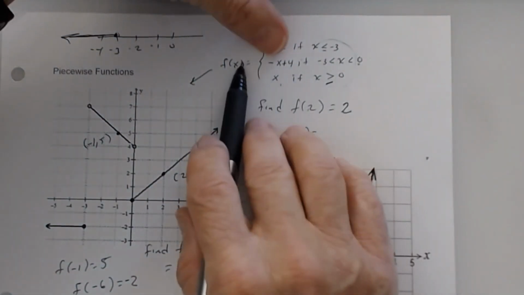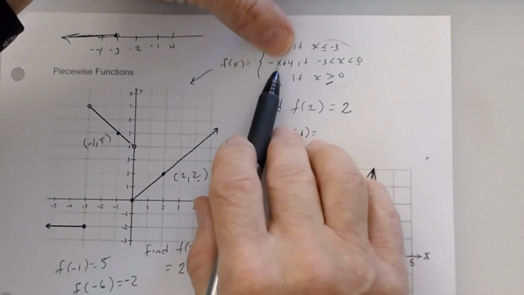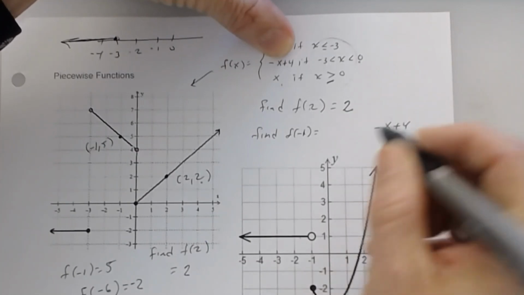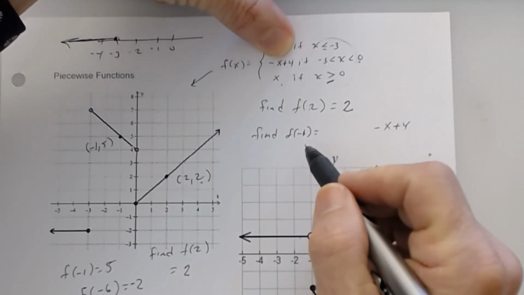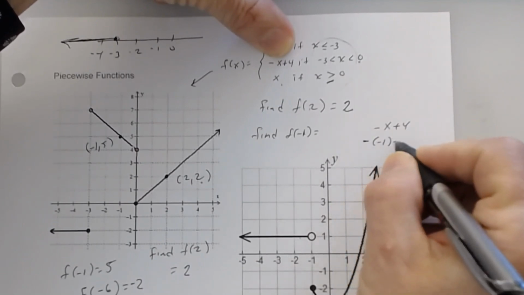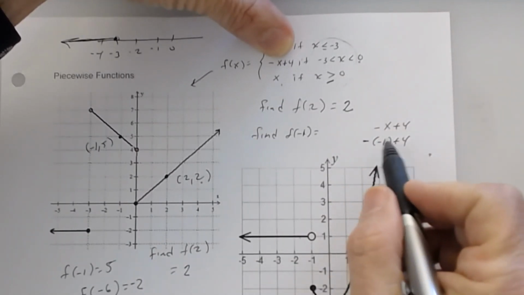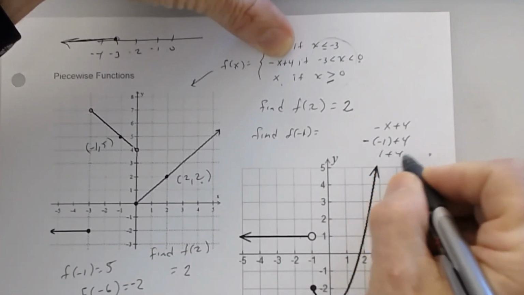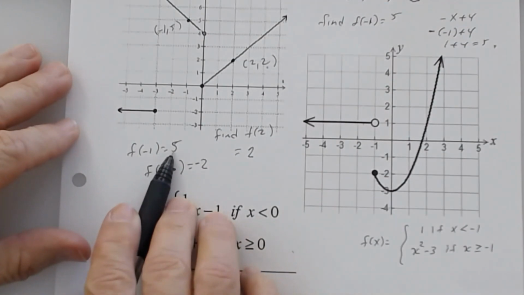All right. Now, what is y equal to here? The equation? -x plus 4, right? Okay, so remember, -x plus 4. But what's x in this case? -1. So that becomes the opposite of a -1 plus 4. What's the opposite of a -1? And what's 1 plus 4? 5. Is that what we got? Yeah.